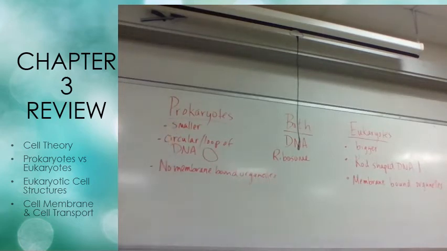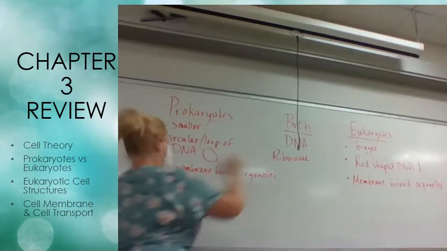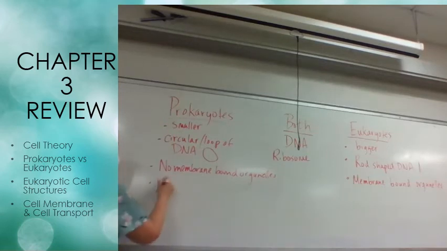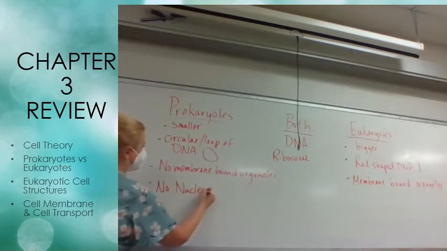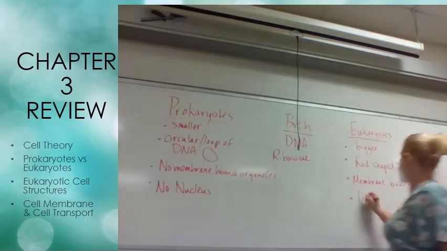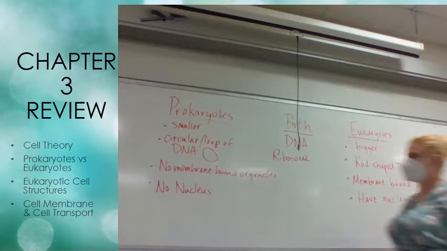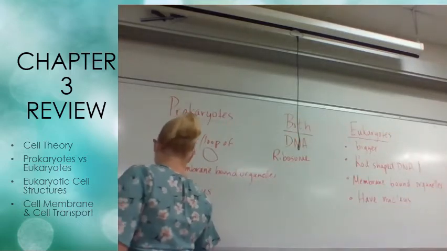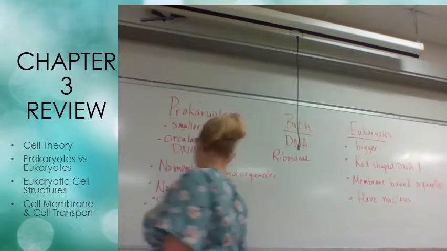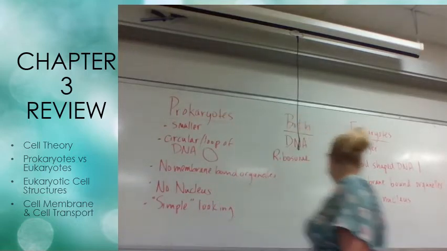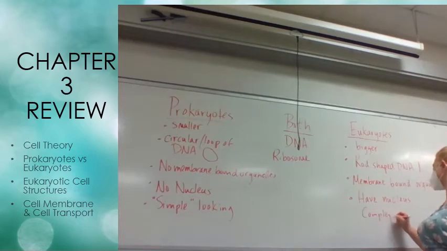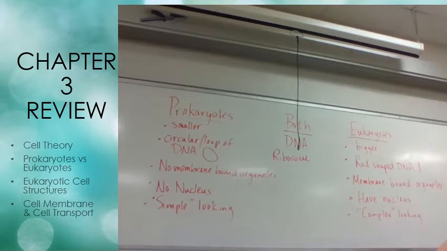Which one encloses their DNA in a nucleus? So they have a nucleus. Eukaryotes. So eukaryotes have it. Prokaryotes, no nucleus. Which one is more simple looking, pro or eu? Pro. So this other one is more complex looking. Which one has a cell membrane? Both.